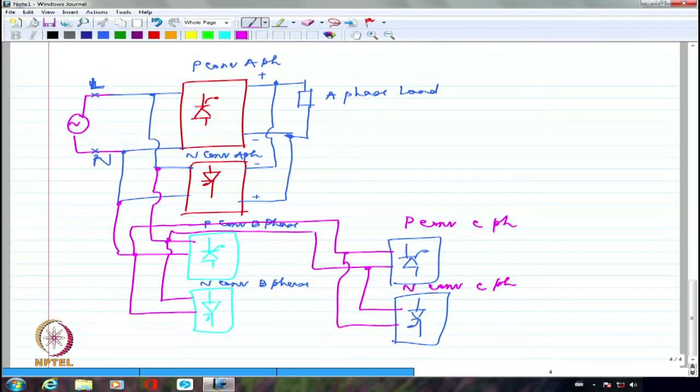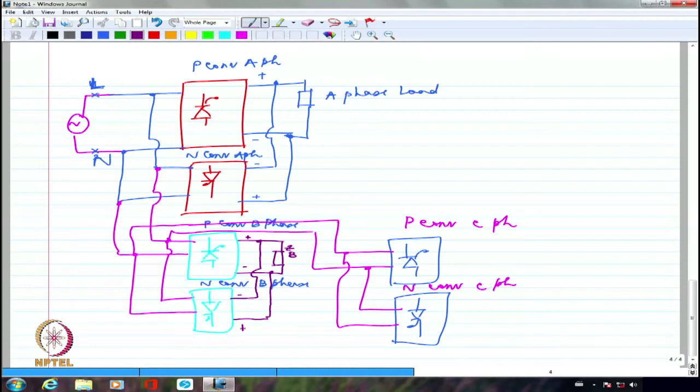Now I have to again connect a load. So maybe I just take a load like this. This is connected here, this is connected here, this is the B phase load. So this is ZB, that is the B phase load. This is positive and this is negative for this converter. And as far as this is concerned, here is going to be positive and this is going to be negative. So this positive should be connected to negative and vice versa, the other way round. Right?